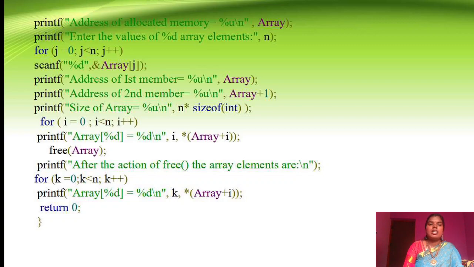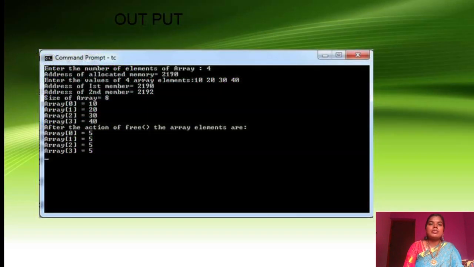Now let us see the output of this program. So this is the output for the above program. Here enter the number of elements of array, that is 4. Address of allocated memory is 2190. Then enter the values of 4 array elements: 10, 20, 30, 40. Then address of first number is 2190 and address of second number is 2192. Then size of the array is 8.